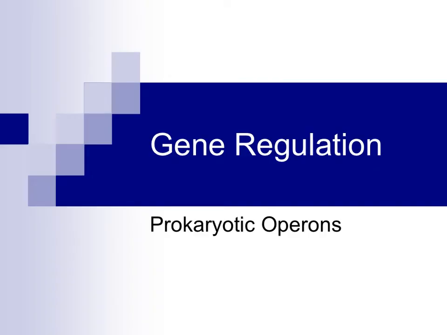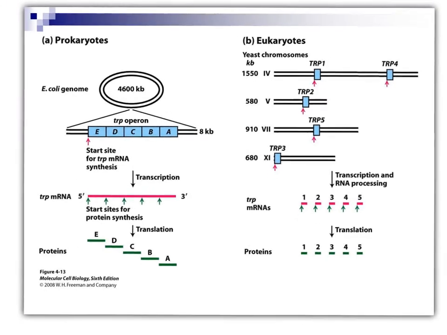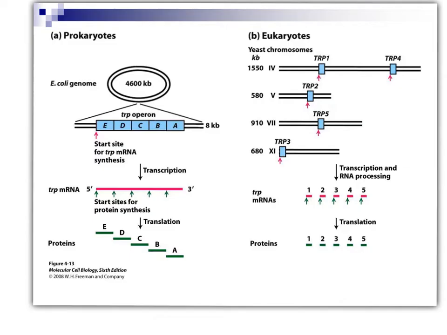This is going to be a short lecture on gene regulation in prokaryotes using what are known as prokaryotic operons. Now first, prokaryotes and eukaryotes are quite different in how they regulate their genes, meaning in how they turn on or turn off their genes and how they carry that out. On the left-hand side here is shown prokaryotes, and again they're going to have circular DNA shown there.